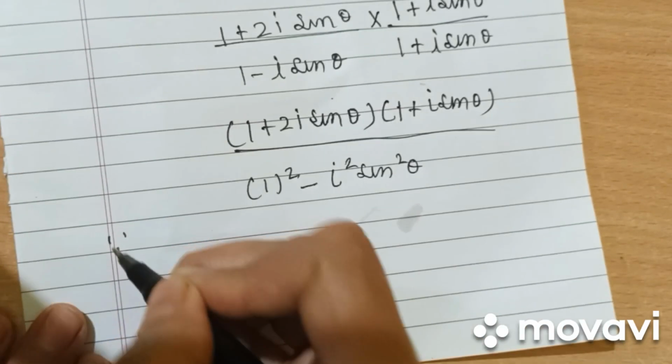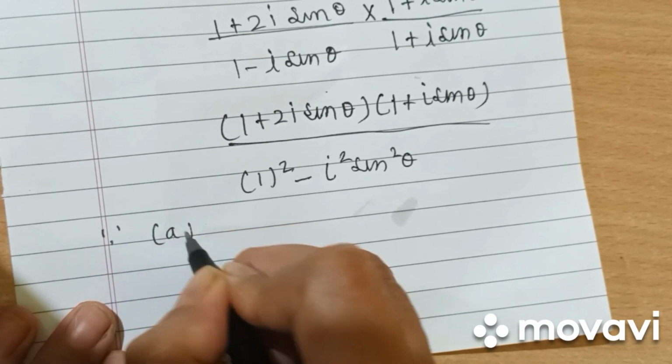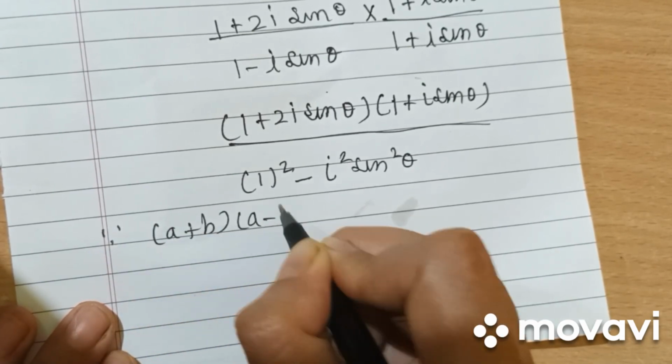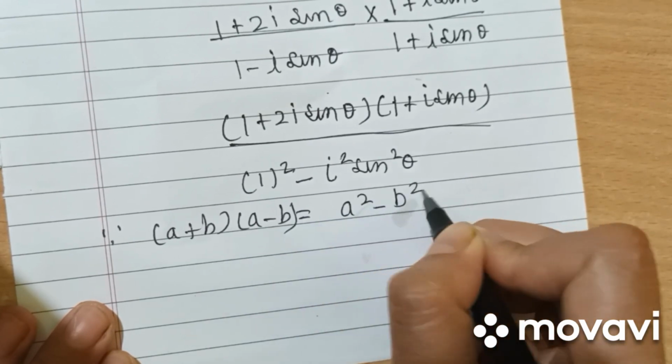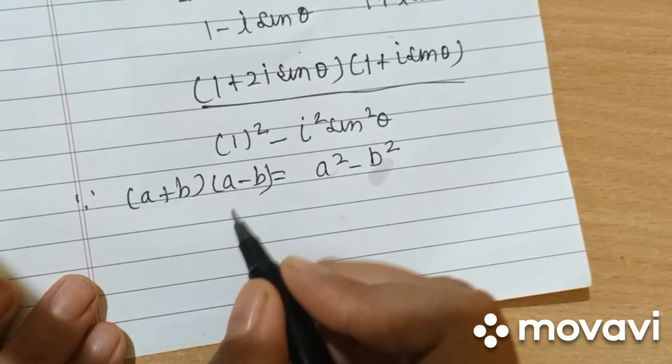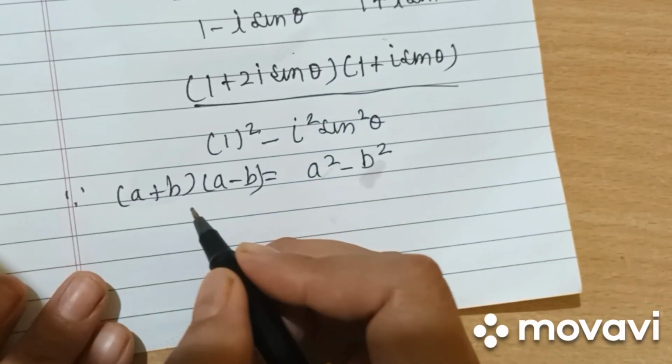Since (a + b) multiplied by (a - b) is equal to a squared minus b squared. So we will solve the numerator now.